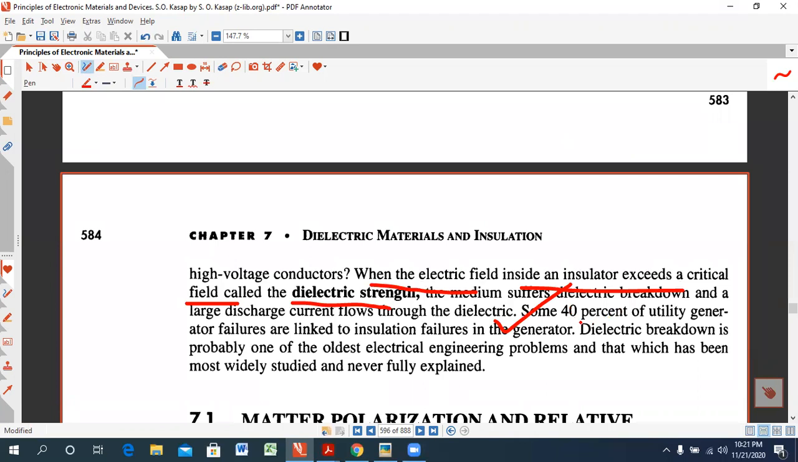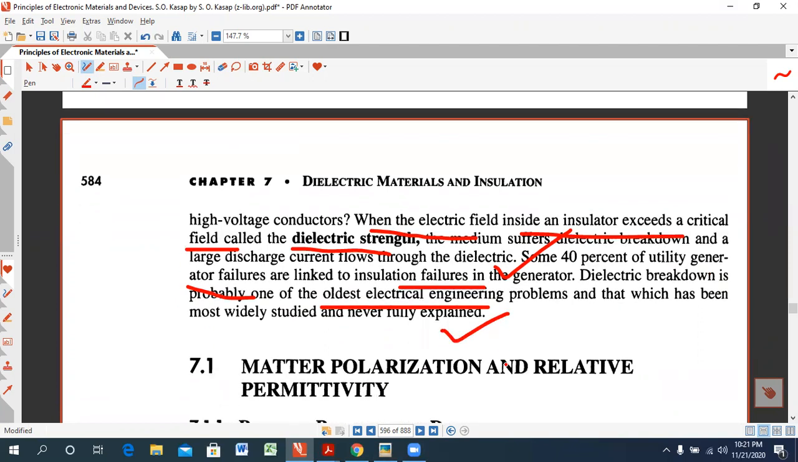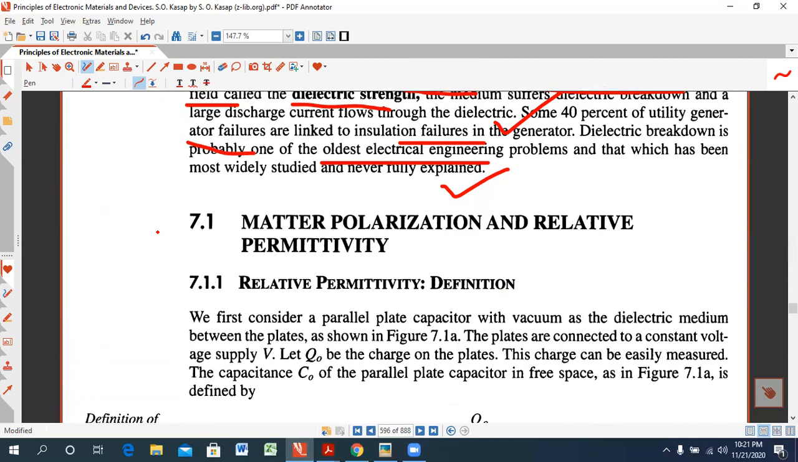There is a very important piece of information: around 40% of utility generator failures are due to insulation failure of the generator, and dielectric breakdown is probably one of the oldest electrical problems. Dielectric breakdown means there is a breakdown of the dielectric, and still these things have not been fully explained. Now this is basically the background, and we know both formulas from our previous knowledge. So let's start from article number 7.1.